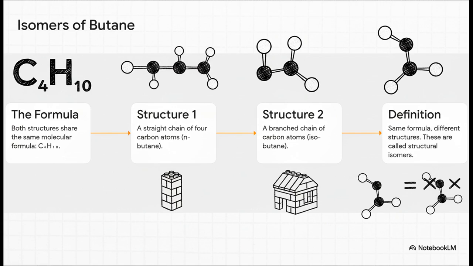These are called structural isomers. It's simple: same formula, but different structures. It's just like using the same number of Lego blocks to build either a tall tower or a White House.